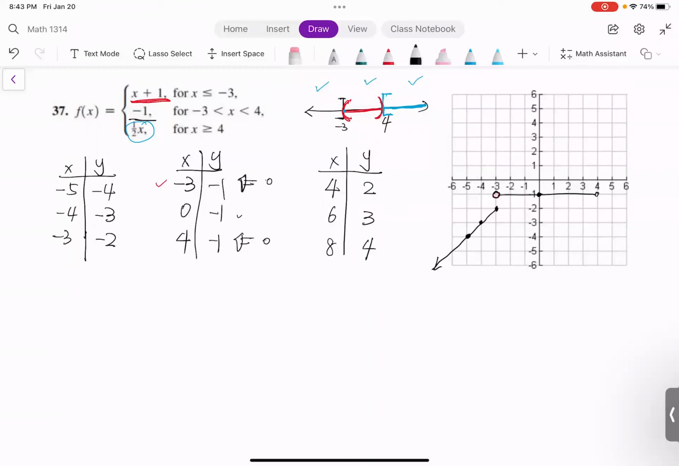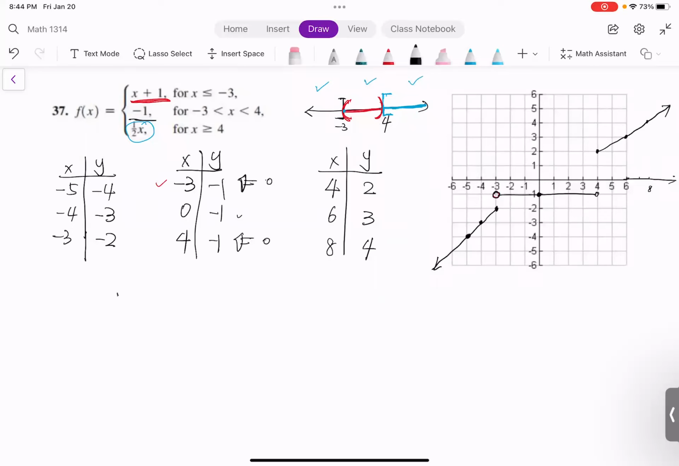So find the other 3 points. 4, 2. First point. 6, 3. And 8. I don't have 8 here, but I can draw more points on my coordinate plane. So 8, y's value is 4. So it's an increasing line. Okay, we found our graph.